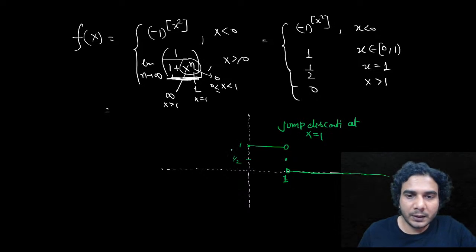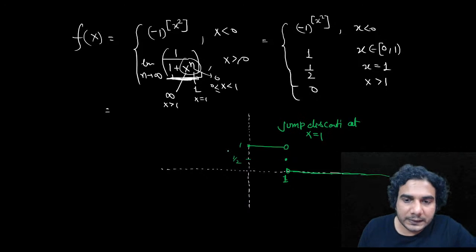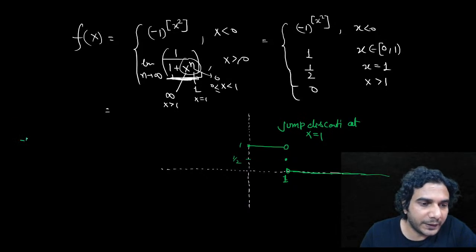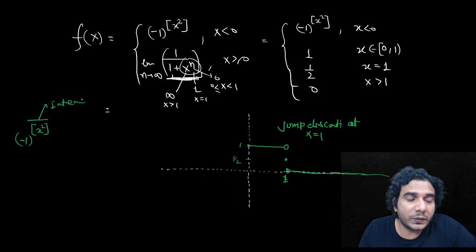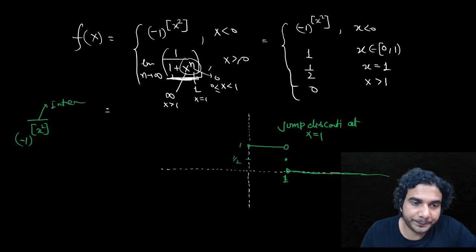Okay. Now let's discuss the negative side. So that means we need to crack this function, greatest integer of x square. This is certainly an integer, right? Because of the greatest integer function. So minus 1 raised to an integer will be either plus 1 or minus 1. That depends. Whenever it is an even integer, it will be plus 1, or an odd integer, it is minus 1. Okay. So when is this function an integer?